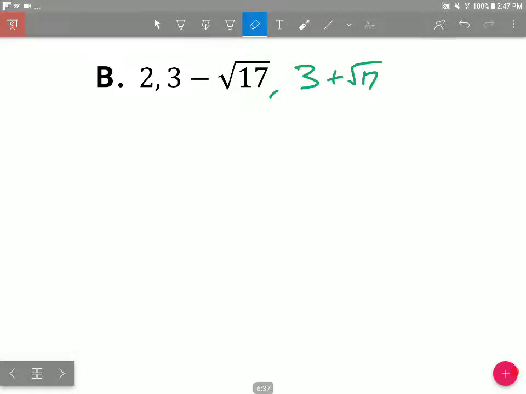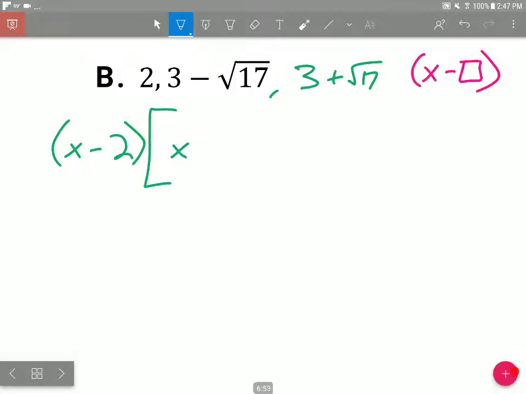It's going to be x minus whatever that solution is. So we can start off with x minus 2. Okay? The next one's a little creepier looking. We're going to do x minus 3 minus the square root of 17. Why the second set of parentheses? Because we're subtracting the entire piece, not just the 3.